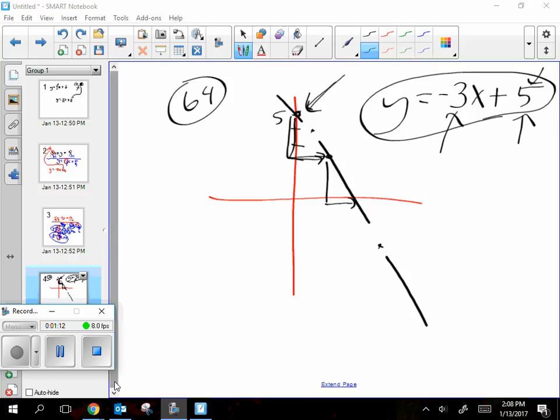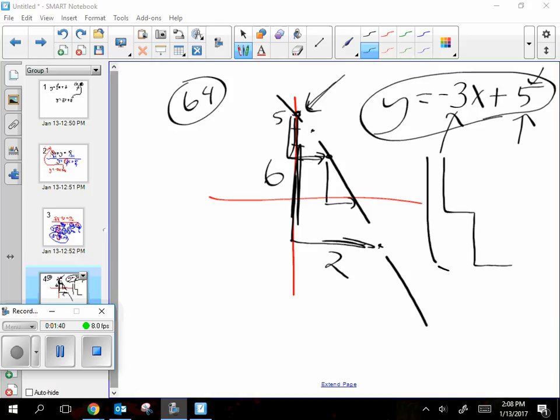Yep. It's going down 3 and over 1. Or if you want, you could say it's going down 6 and over 2. 6 over 2 reduces to 3, so it's the same thing. First you go down 3 and over 1, then you go down another 3 and over 1. That's the same as down 6 and over 2. So either way it would work.